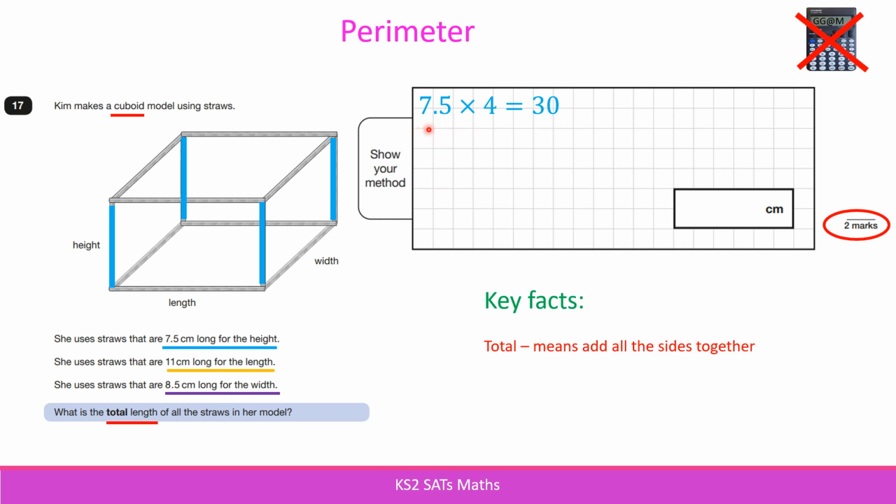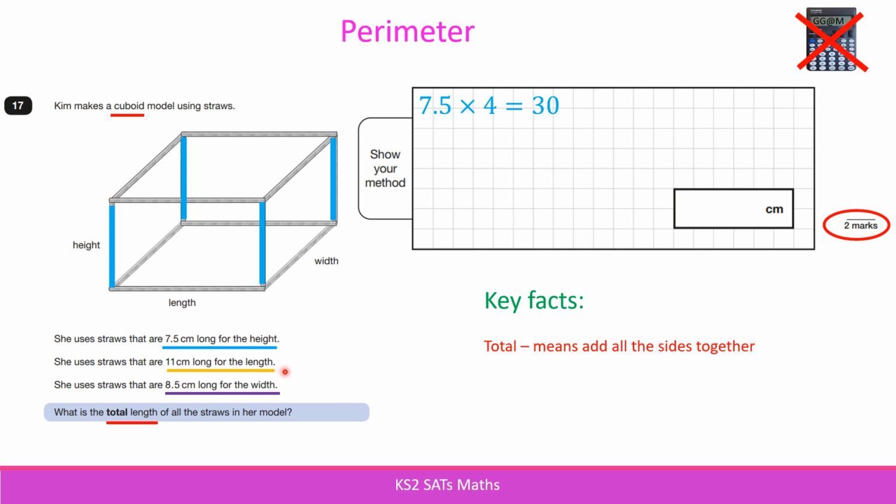You can do it a written method if you prefer. So you can put the 4 underneath here, and then you can put the times, and then do 4 times 5 is 20. 4 times 7 is 28, plus the 2 gives you the 30. So it will give you exactly the same answer as what we've been looking at before. Remember, put your decimal point in after the 30 to make it 30.